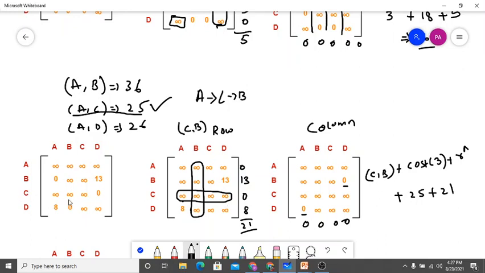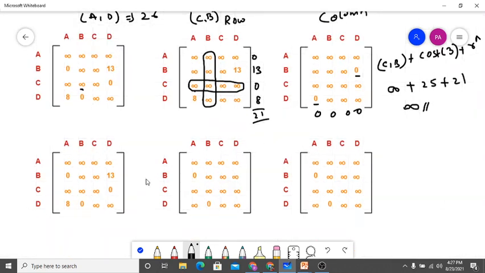C and B is infinity. If infinity plus anything, the cost will be infinity. So here the answer is infinity.